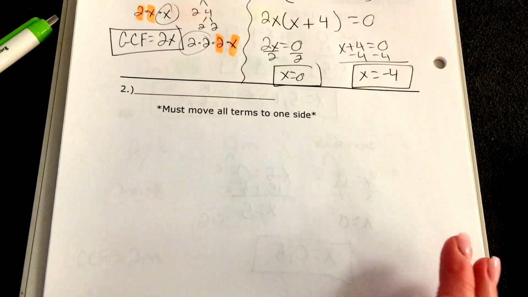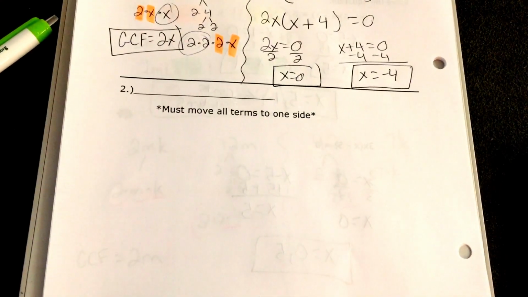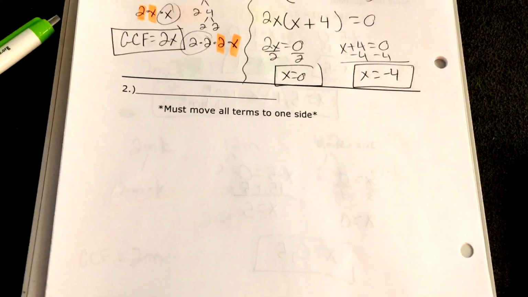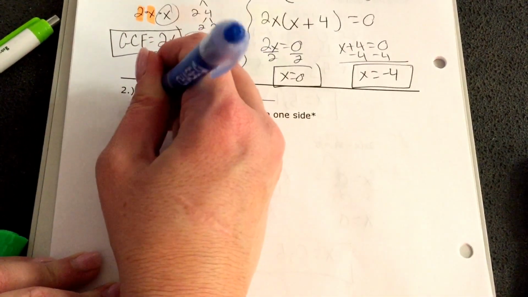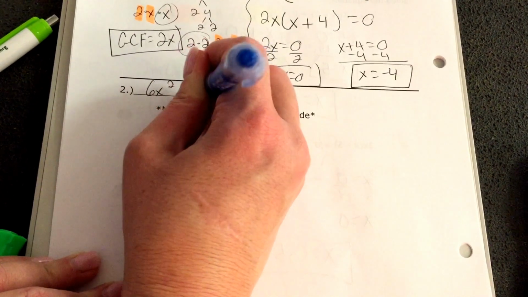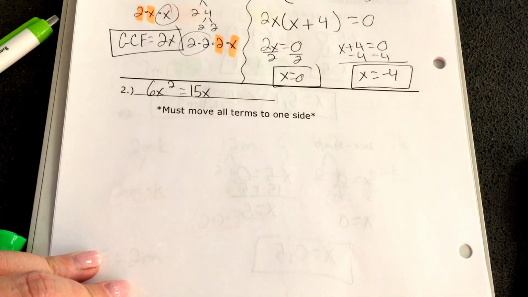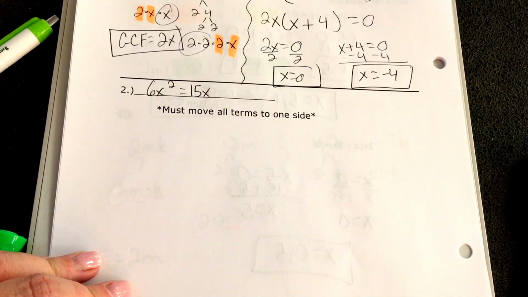See if we get the last problem in before I run out of memory. I'll come back. Okay. Last one. 6x squared equals 15x. The only trick to this one is you must move all the terms to one side.